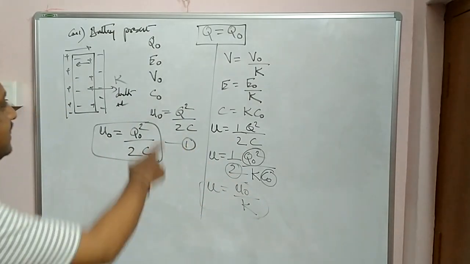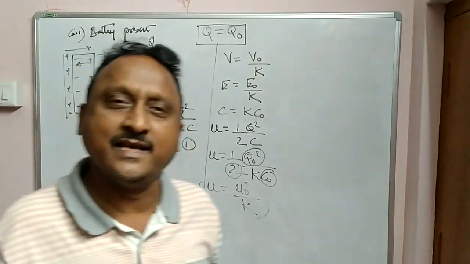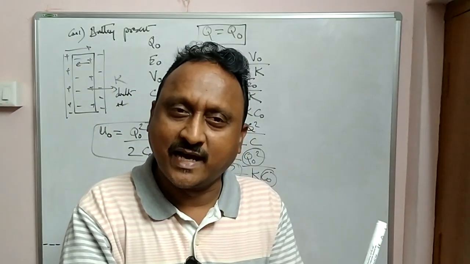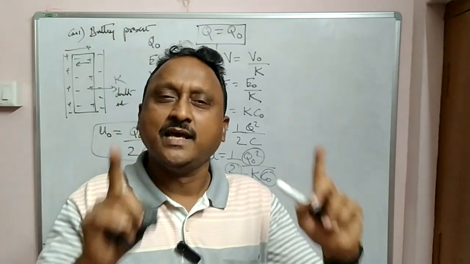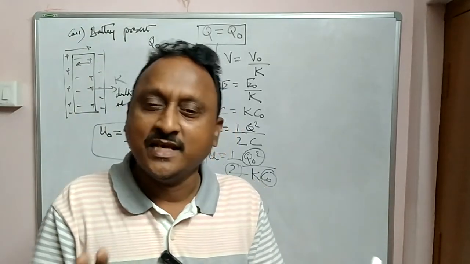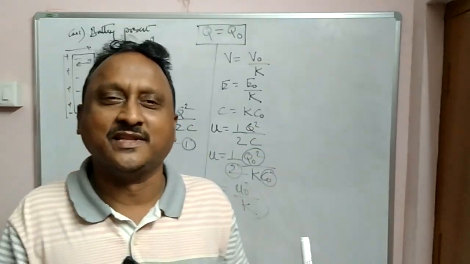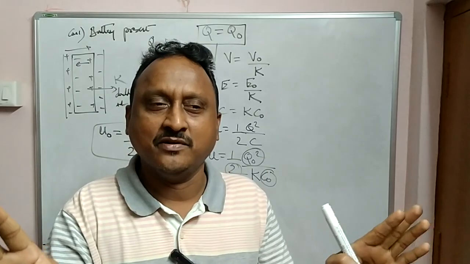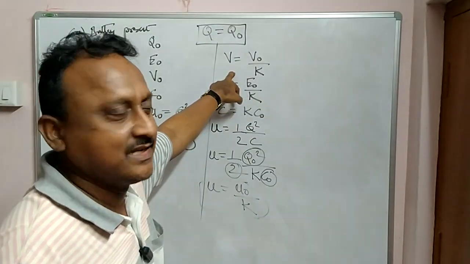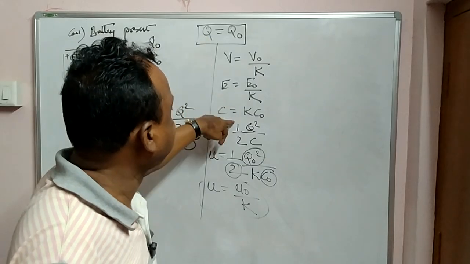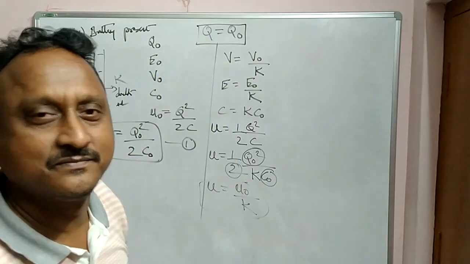Please note down. This is what happens when the battery is first kept in the connection and then the battery is removed. Remember only one thing: when the battery is there the charge is there, and after removing it also the charge remains the same. Okay, the charge does not change. Only what changes? After putting the dielectric material, V is changing, E is changing, Q remains the same and C is also changing.